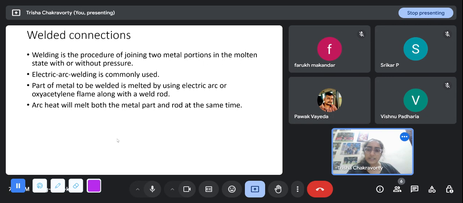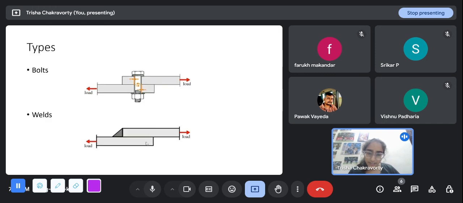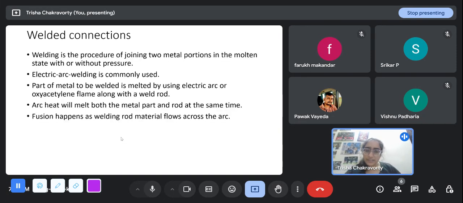The arc heat will melt both the metal part and the rod at the same time. When the melting is occurring, it's not just this extra metal that is melting. This part of the plate is also melting a bit, so that when they cool down, they cool together and it becomes a solid, integrated structure. Fusion happens as the welding rod material flows across the arc.